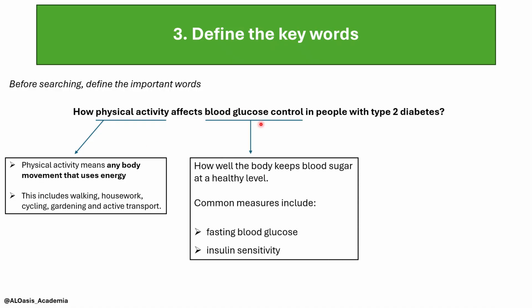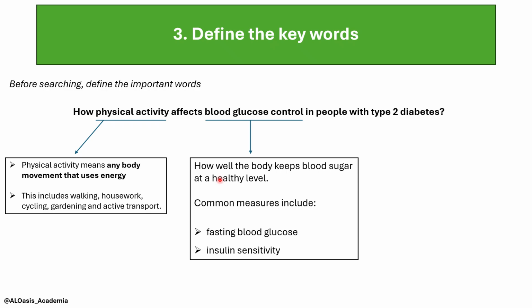The second keyword, blood glucose control. Do you know what blood glucose is? Or, for example, how does the body keep blood sugar at a healthy level? What are the common measures used to measure whether blood glucose is at a healthy level or not? So all these questions, you can write them down just to make sure that you know what this keyword is about. You can define it, you can ask some questions on it.